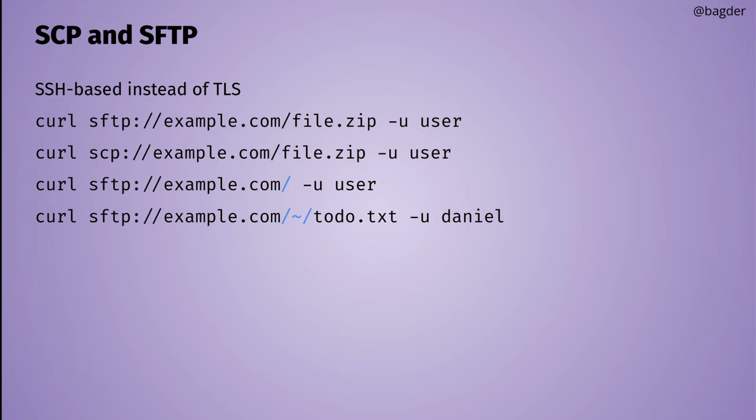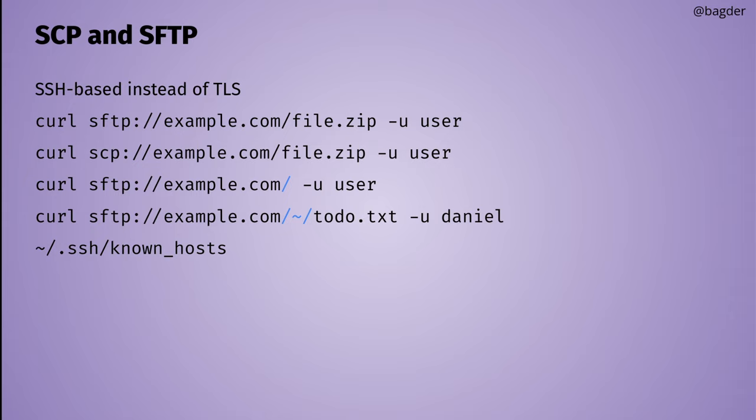A little peculiar thing with the SFTP URL format is that if you see this slash tilde slash thing in the beginning of the path, it actually means that it gets this file todo.txt from the user's home directory, based on the particular user that accesses this site. It's a little bit extra thing, but both SCP and SFTP do that.